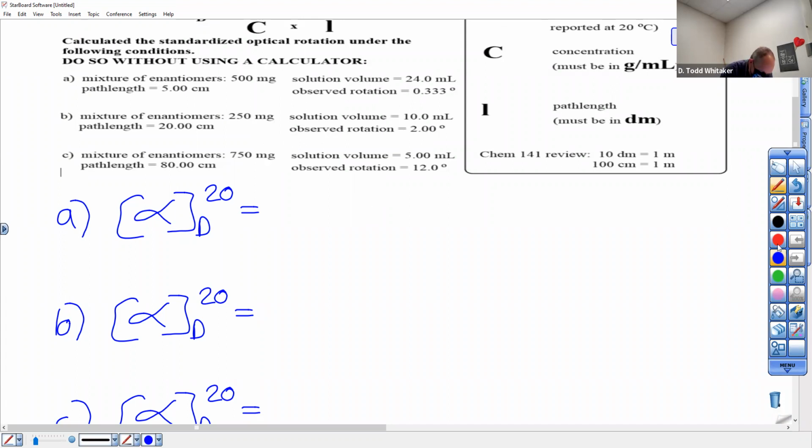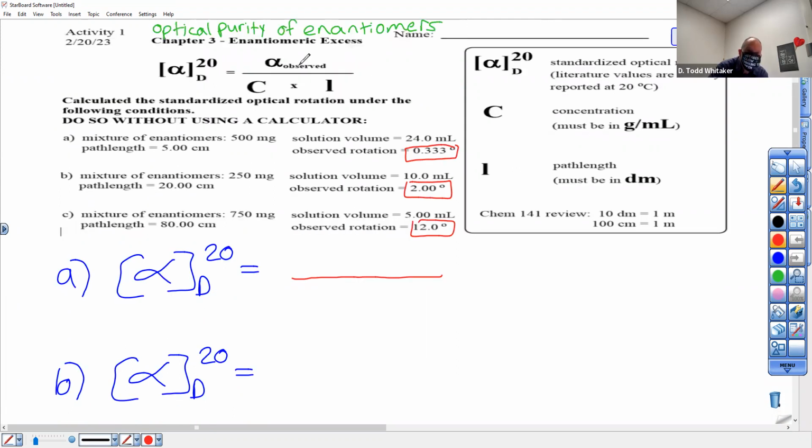So we have in the numerator, you just copy this. Alpha observed, it's on top. You got to learn this equation. Alpha observed is the observed rotation. Now, guys, I need a fraction for 0.3333. 1/3. I like it. I don't use the thirds as much as I do the other one.